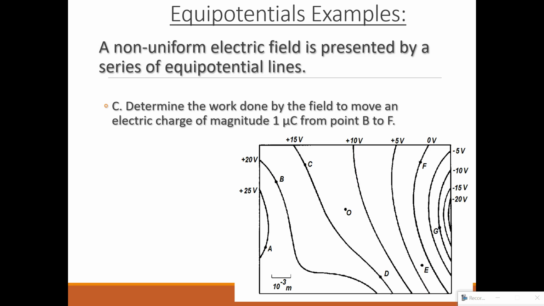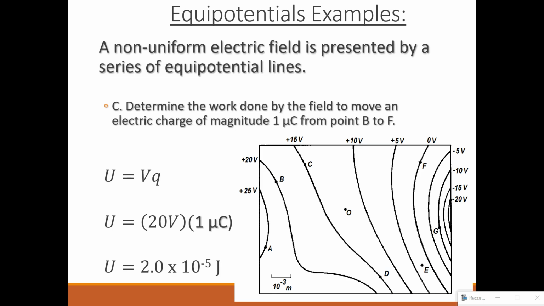And then this last question on equipotential lines, they want to know how much work is done as you move from B to F in this field. From B to F, we've already identified that the potential difference is 20 volts. We know the charge moving is 1 microcoulomb. And we're going to use this equation from our reference tables that says that the energy is equal to voltage times charge. We know the voltage, 20 volts, and we know the charge, 1 microcoulomb. We multiply them together to get an energy of 2.0 times 10 to the negative 5 joules.